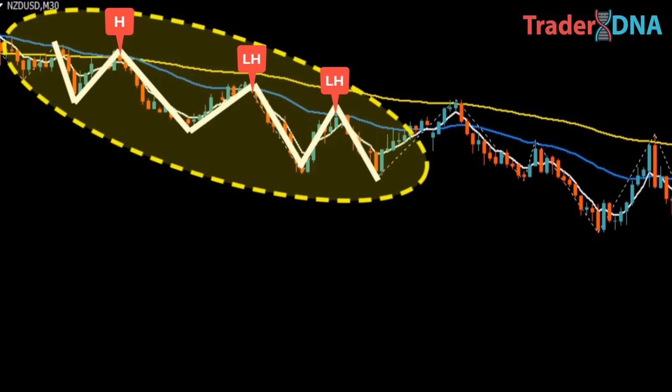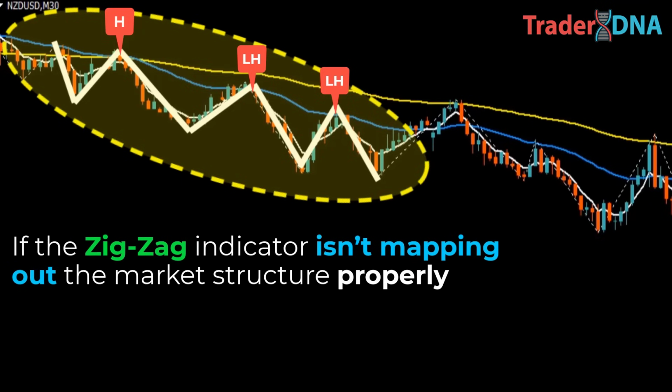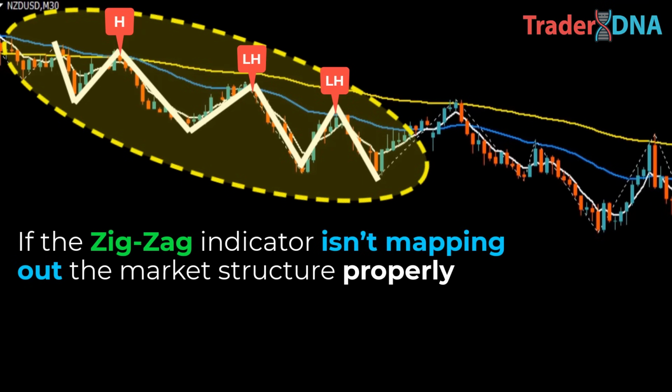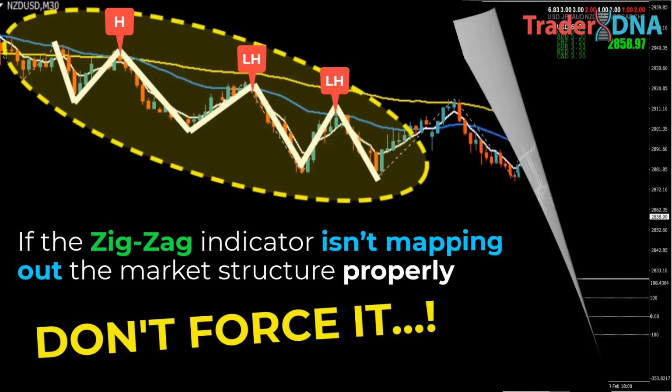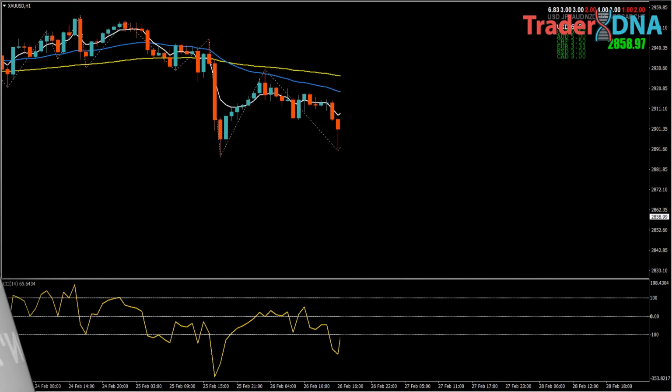But here's the key. If the zigzag indicator isn't mapping out the market structure properly, don't force it. Instead, move on and find another market where the zigzag can clearly outline the structure, because clarity is everything in trading. At this point, I assume you've got a solid understanding of the zigzag indicator market structure.